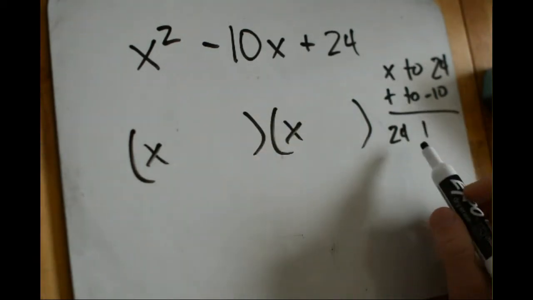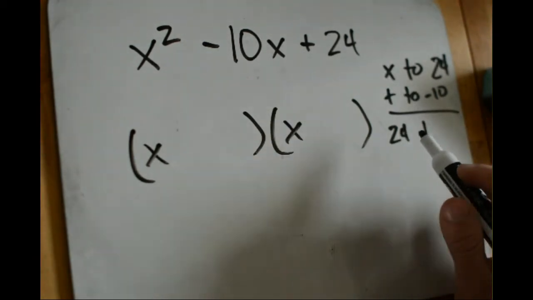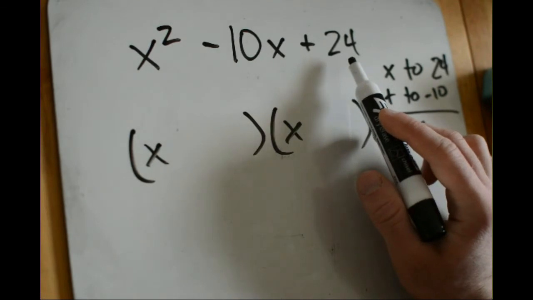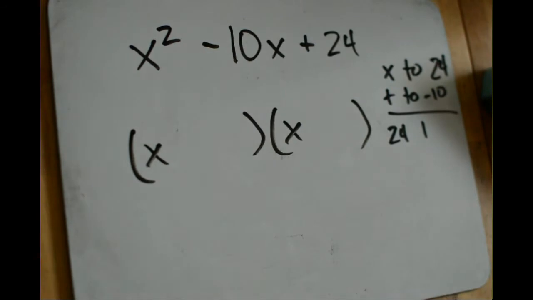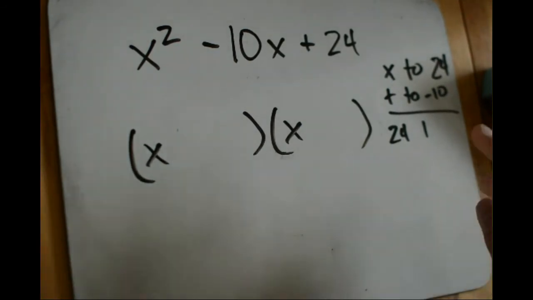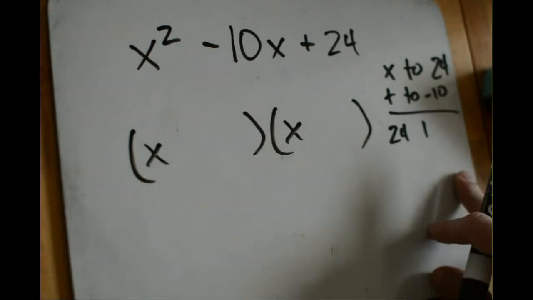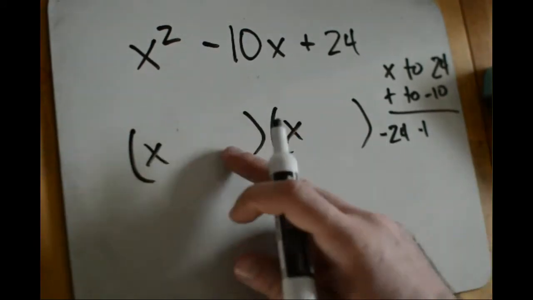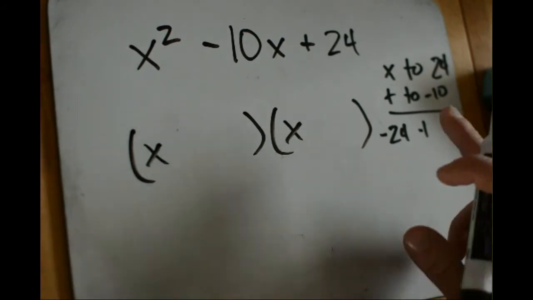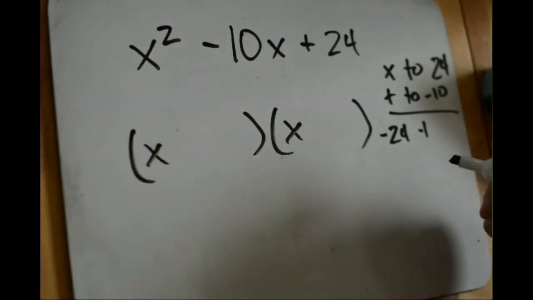And really, I'm looking for 2 numbers that are going to have a sum of a negative number. So I need to multiply 2 numbers to be positive, but add to be negative, which means that if I'm going to multiply 2 numbers and get a positive answer, either they're both positive or they're both negative. So in this case, since they're adding to a negative, both of my terms have to be negative. So -24 and -1.